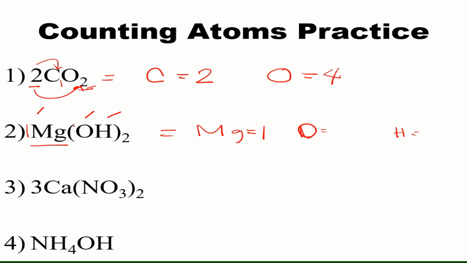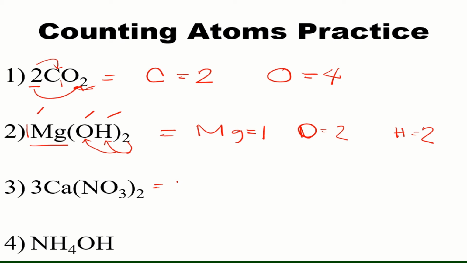So magnesium has 1. So how about oxygen and hydrogen? Now you see there is a 2 outside the parentheses. So it means you are going to have a distributive property to the elements inside the parentheses. So you distribute that 2 to hydrogen and oxygen. So we have oxygen first. 2 times 1 of oxygen, we have 2. 2 times 1 of hydrogen, we have 2. So how about here, number 3?